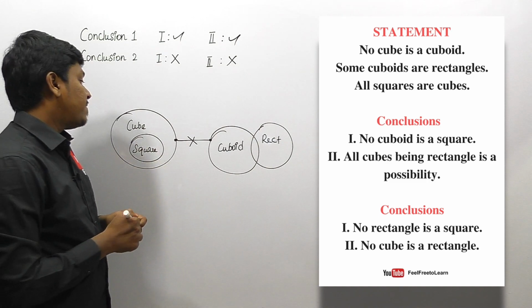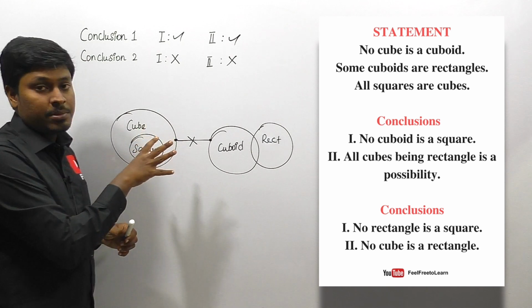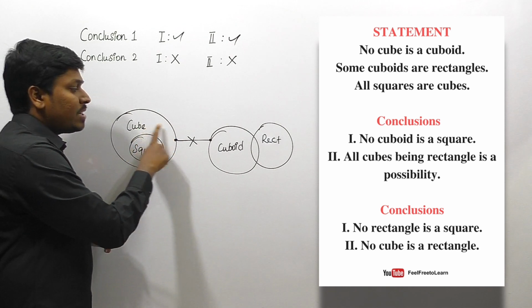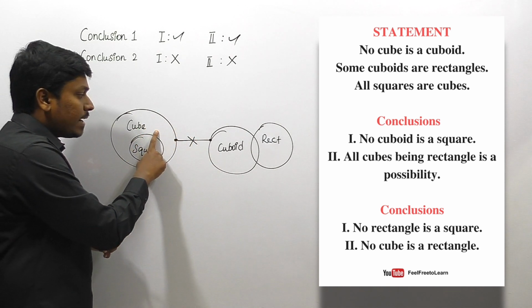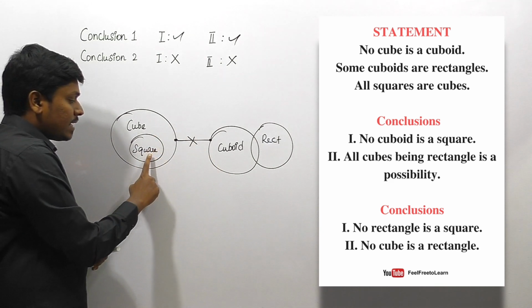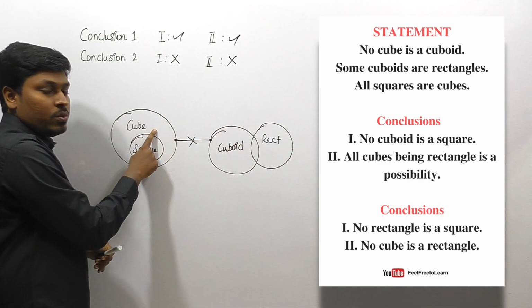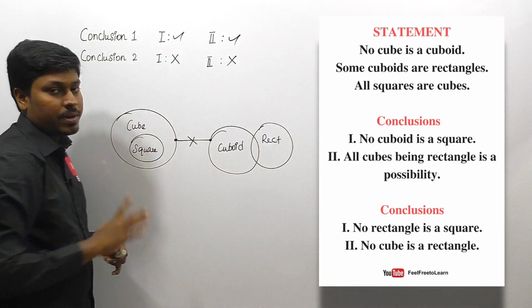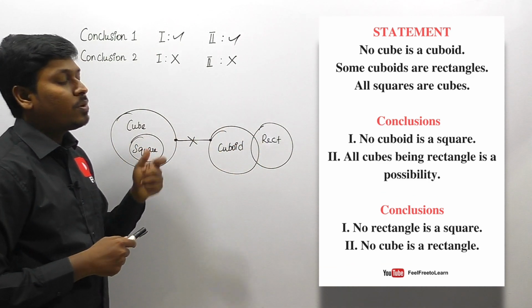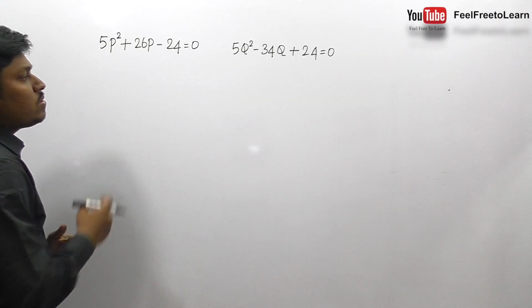So friends, listen carefully. In this diagram you should always remember one thing: there is no connection between cube and cuboid. So we can't connect cube and cuboid, and also we can't connect square and cuboid, but here we can connect rectangle and cube, and also we can connect rectangle and square, right? So finally we got an answer for both the conclusions. Let me move on to the equation question.